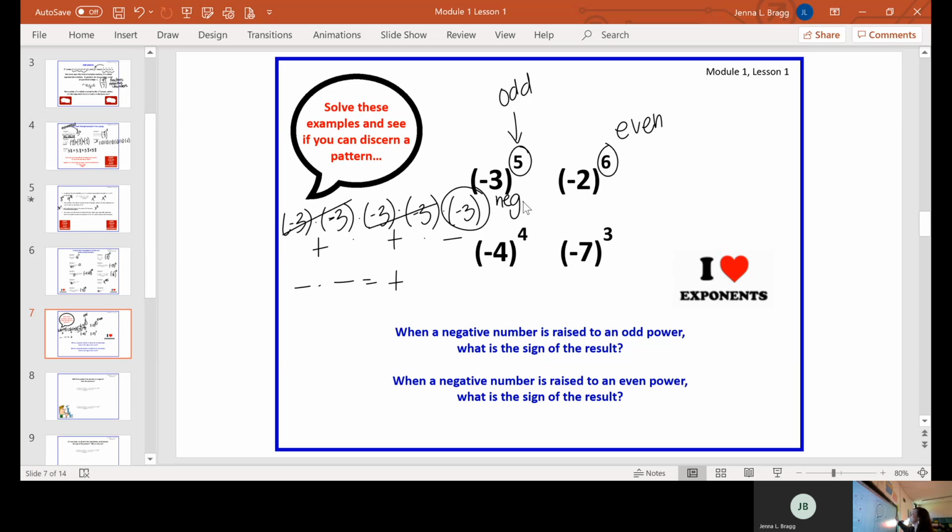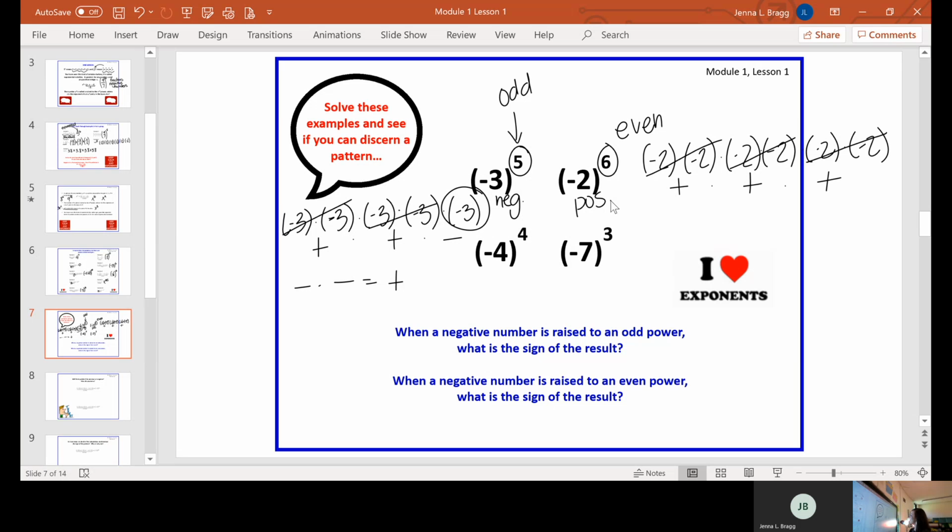Whereas over here, I've multiplied this -2 by an even number. So -2 times -2... Now I can mark out my first set of negatives that become positive. Those two become positive. Those two become positive. Positive times a positive times a positive will give me a positive result.